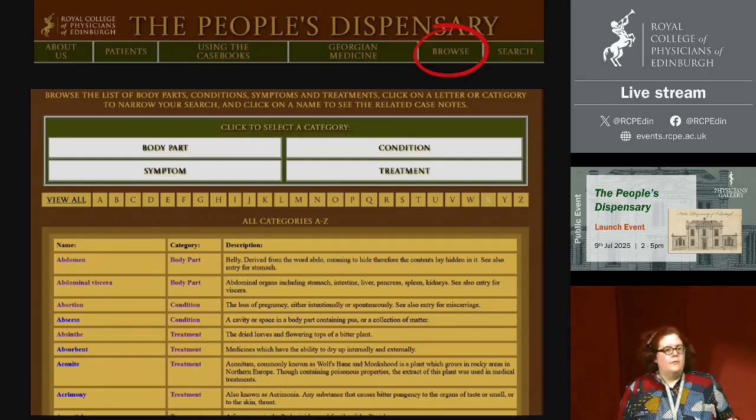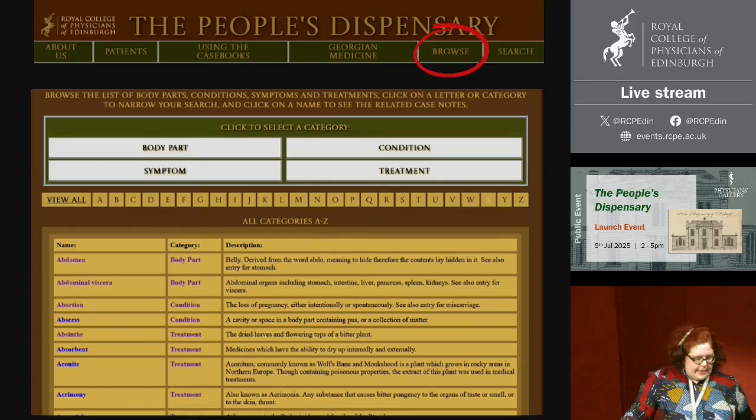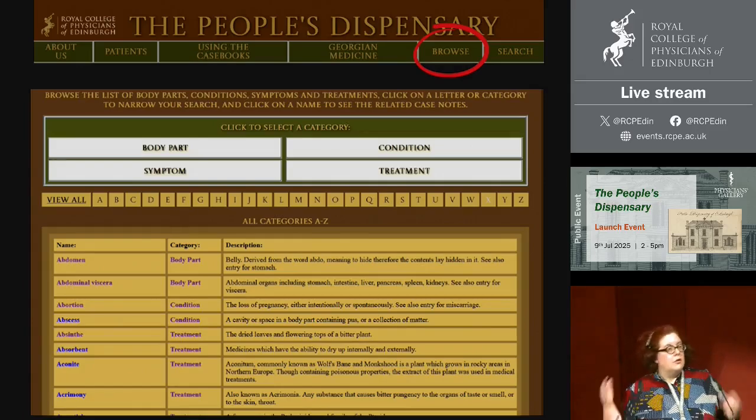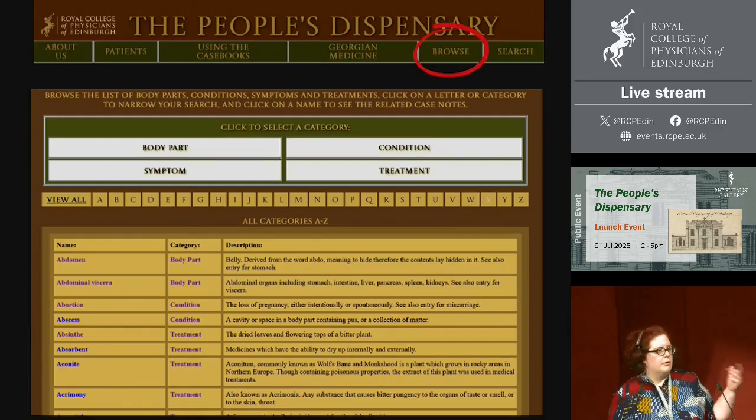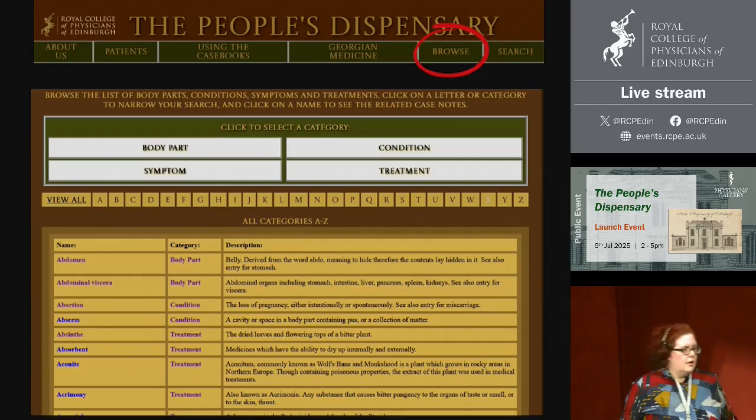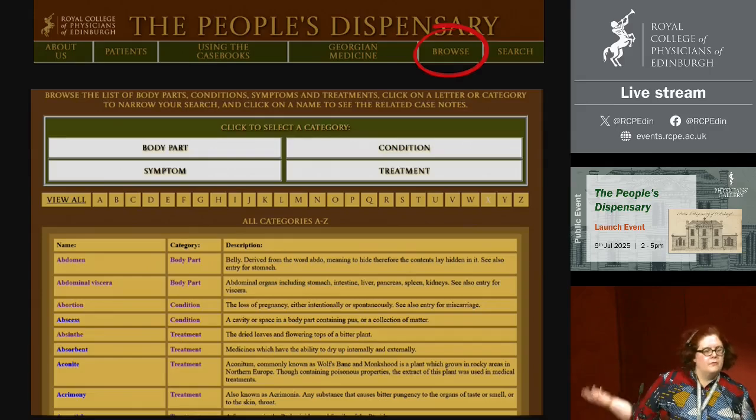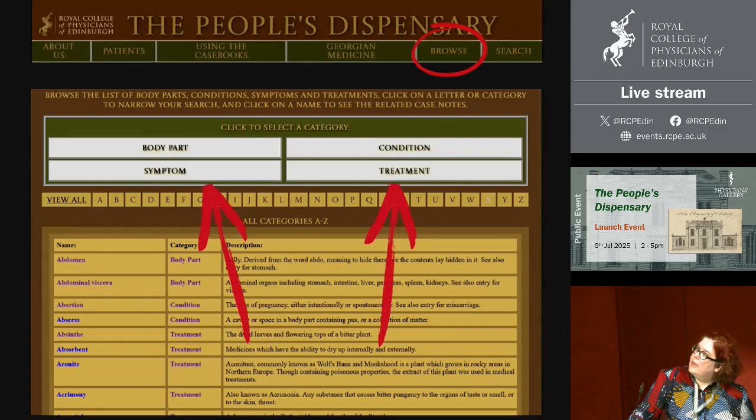Alphabetical list of all of the body parts, conditions, symptoms, and treatments. We've got a description for each one. Obviously, that helps to explain it, but it also helps with searching as well. So if you're searching for pregnancy, it will also come up with abortion. So it helps you to find information. If there are historic terms in the description, we'll put the modern version so that it'll be easier for you to find it. You can browse all of them together, or you can select a specific one.